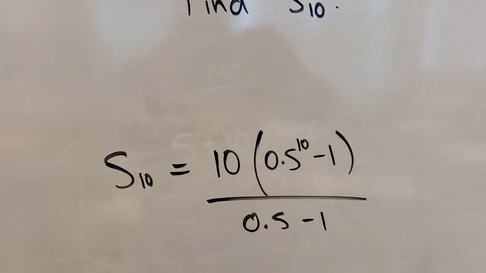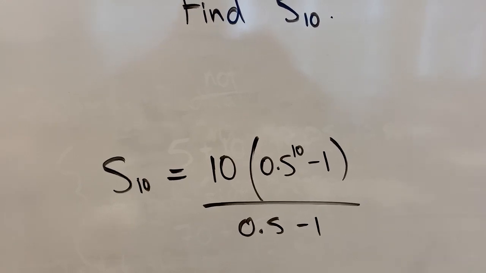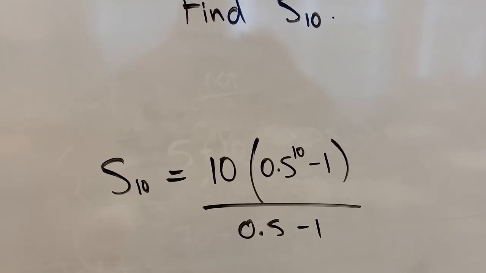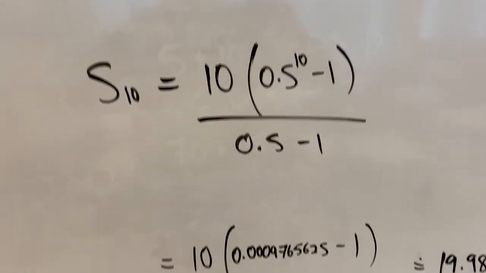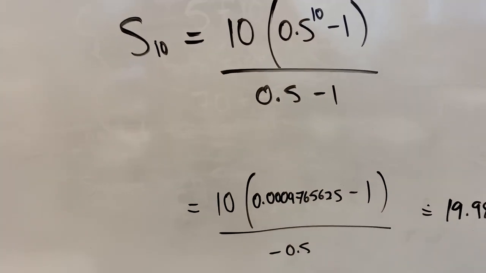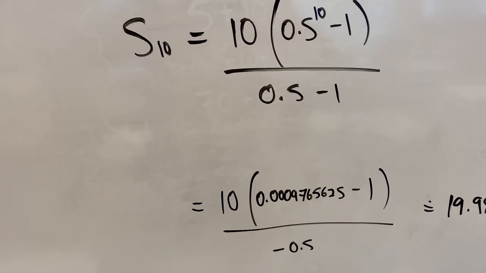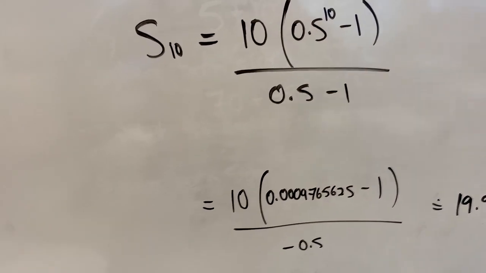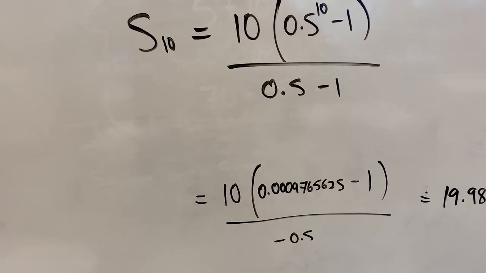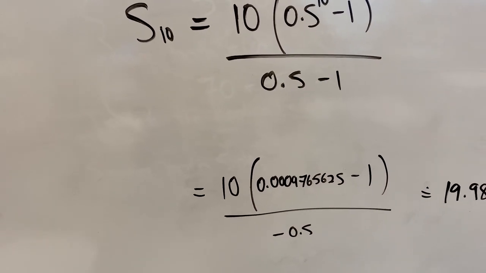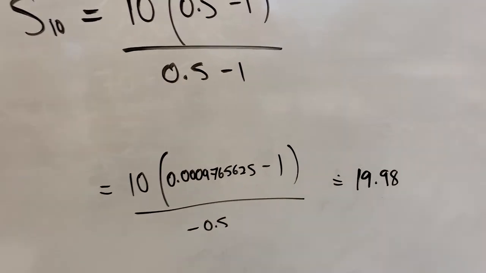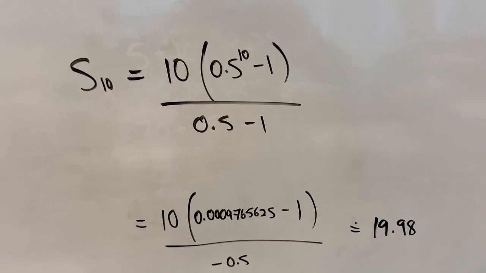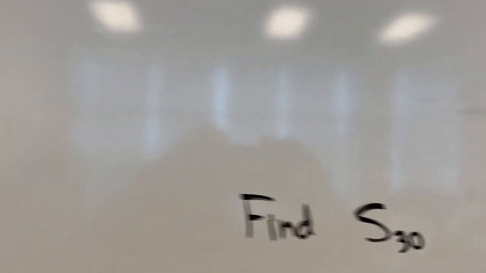I see when I punch it in that 0.5 to the 10 is actually a very, very small number. My calculator says 9.76 times 10 to the minus 4. So I'll write it, in decimals it's like this, 0.000976. Anyway, notice just that it's a small number, but when I finish the calculation, do my brackets, do my multiplication, do my division, I end up with an answer that's 19.98 something.